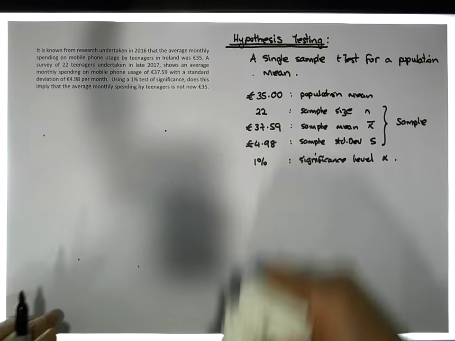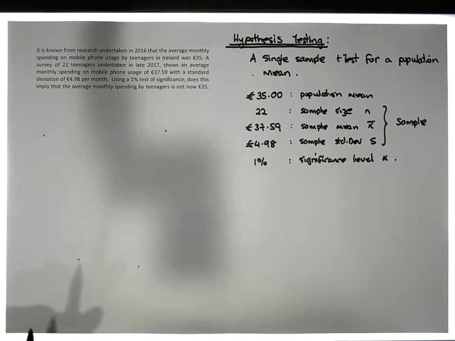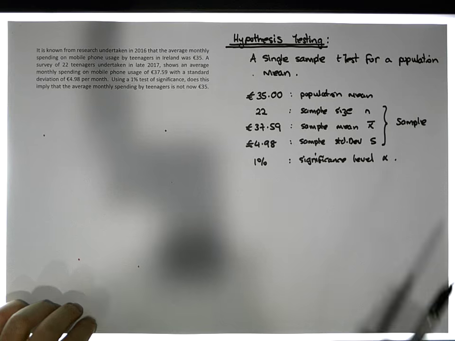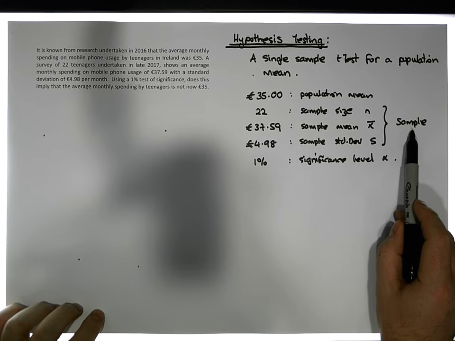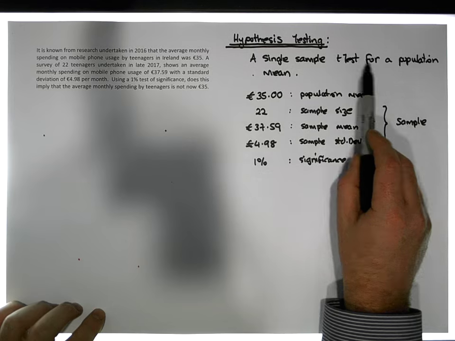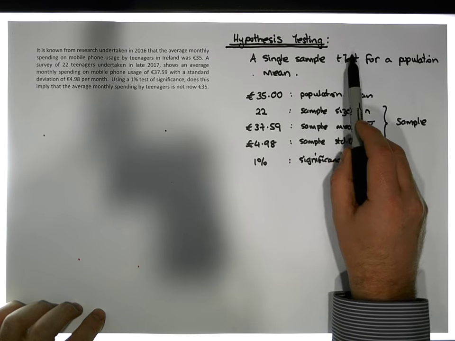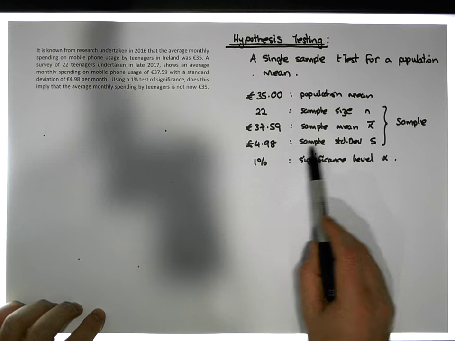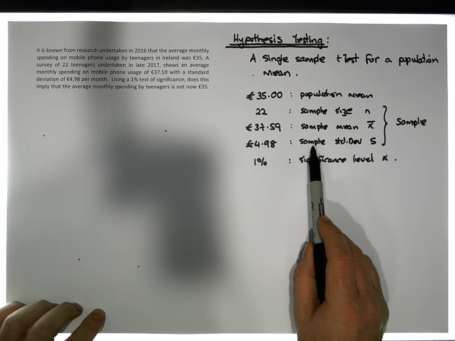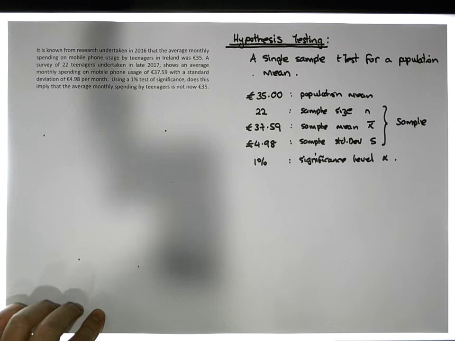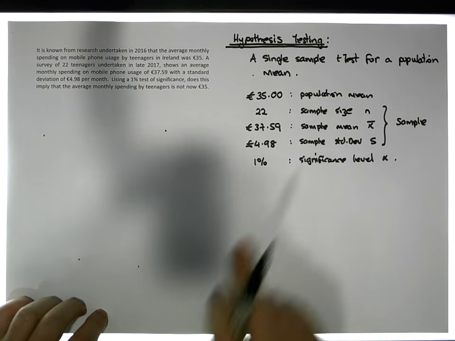So we've classified all of the numbers in our scenario, and now we need to do our hypothesis test. As I said, it's a single sample and it's about mean values. So this must be a single sample t-test for a population mean. We're using a t-test because the sample standard deviation is given. In other words, the population standard deviation is unknown, and as such we can't rely upon a z-test.